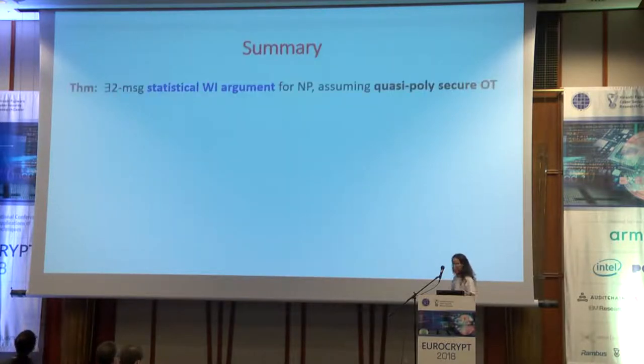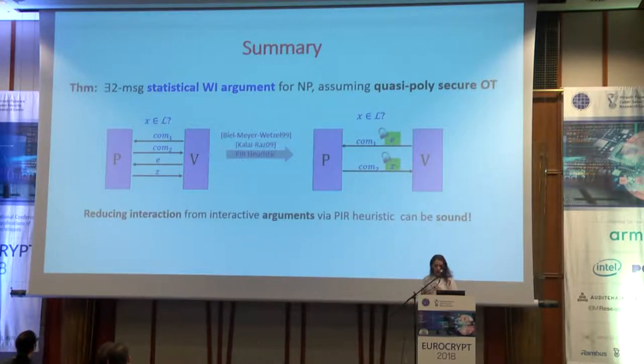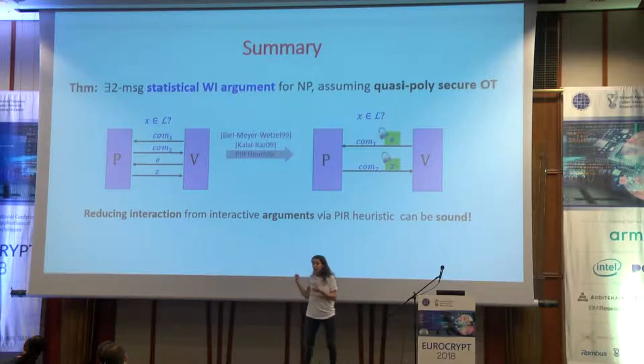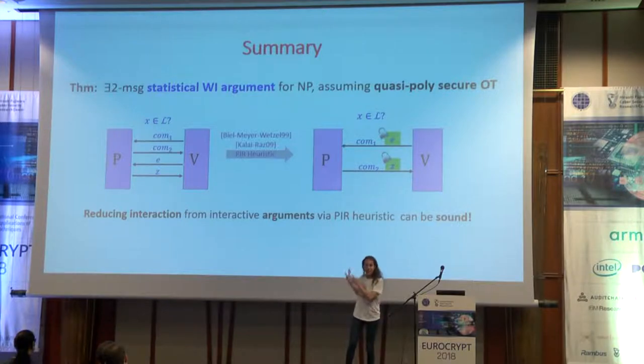Okay, summary. So what did we get? We constructed a two-message statistical witness indistinguishable argument for all of NP, assuming super polynomial secure OT, which can be instantiated under the DDH, QR, or nth residuosity assumption. This is the protocol. You take the statistical zero knowledge version of Blum and apply the OT heuristic to it. And the main take-home message is that reducing interaction using this heuristic can actually be sound. It's not in general sound for arguments, but it can be sound.